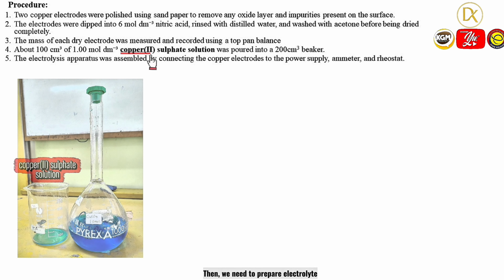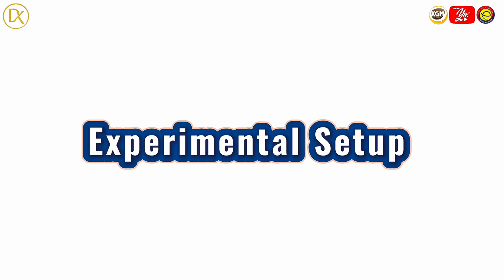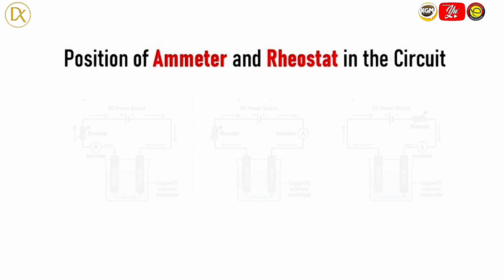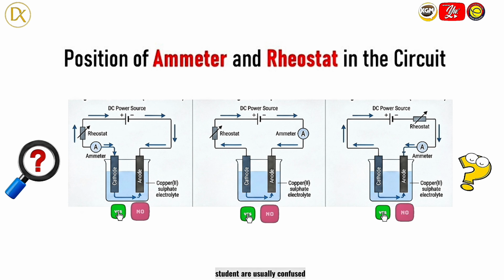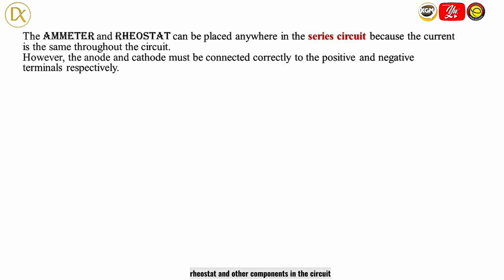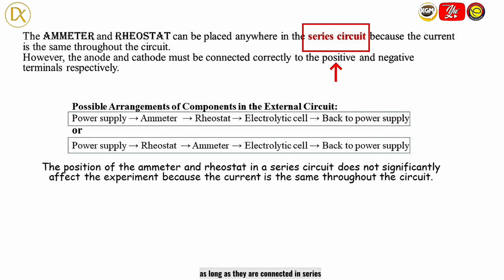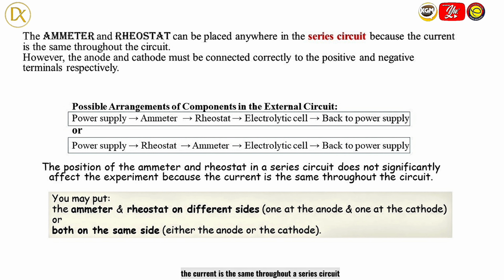Then we need to prepare the electrolyte. Measure the copper sulphate solution needed using a measuring cylinder. Then pour the solution into the beaker. Students are usually confused about how to arrange the ammeter, rheostat, and other components in the circuit. Actually, the ammeter and rheostat can be placed in different positions as long as they are connected in series. This is because the current is the same throughout a series circuit.